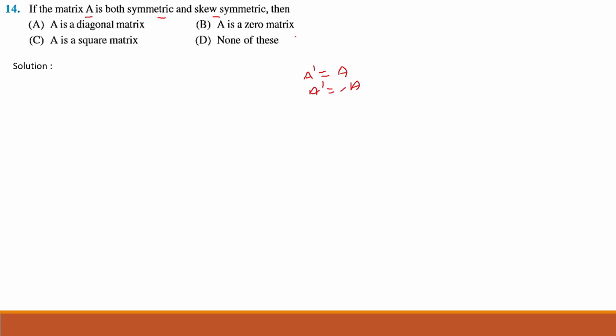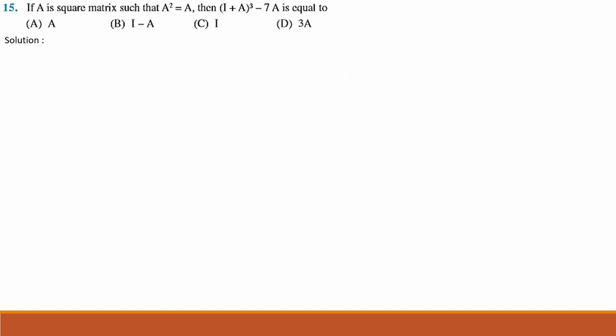तो ये कब हो सकता है? जब मेरा A matrix zero matrix हो. जब सारे एलिमेंट मेरे जीरो होंगे A matrix के तो फर्क ही नहीं पड़ेगा कि यहाँ पे प्लस A लिखूँ या माइनस A लिखूँ. That means B is the correct answer where A is a zero matrix.